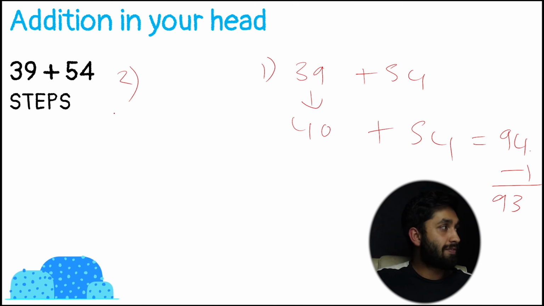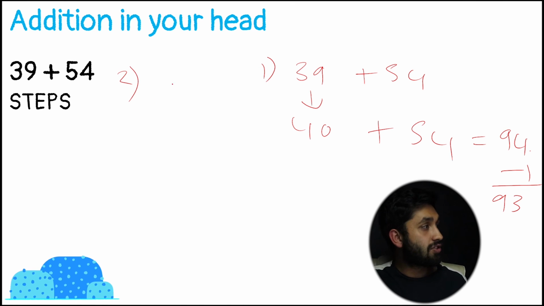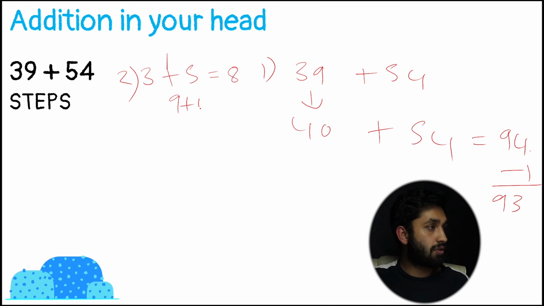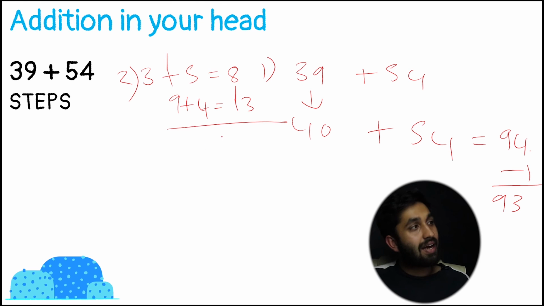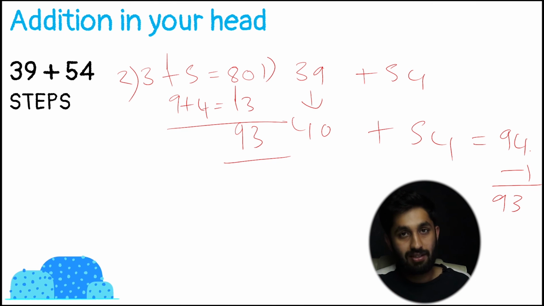Now, the other method was adding up the tens and then the units separately. So let's add the 3 plus the 5 to give us 8, so 80, and then 9 plus 4, which gives us 13, and then 80 plus 13, which is 93. Either way you can do, whichever one is easier, but doing this mentally will help a lot.